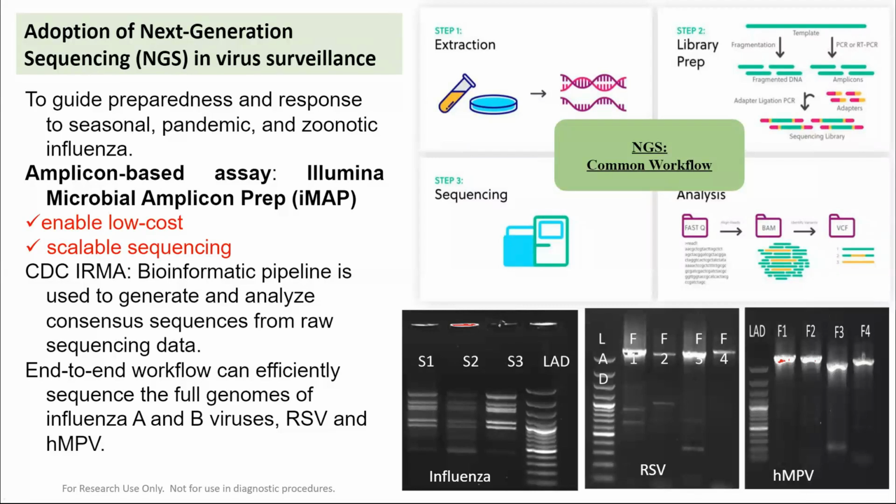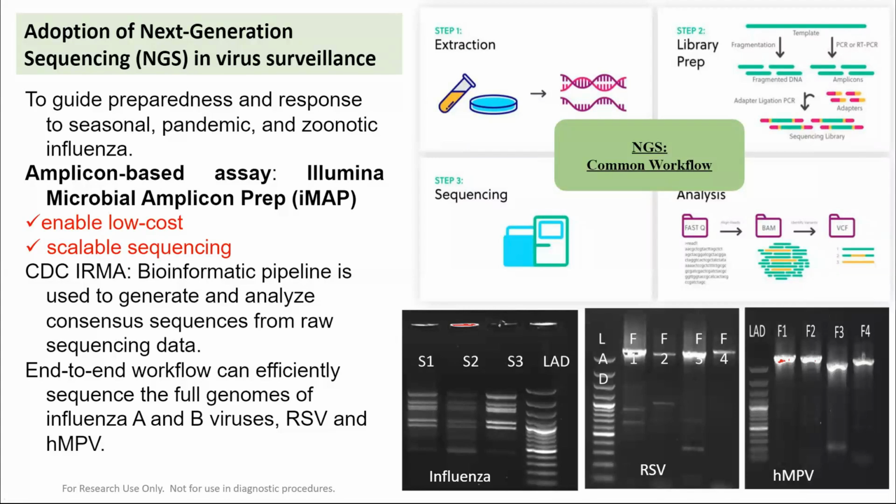Basically, we have identified the primers for amplifying the entire genome for influenza, RSV, and HMPV. These are examples of how we have generated amplicon-based PCR products, and these were then sequenced using the COVISEC protocol. So we have repurposed the COVISEC protocol for getting the genomes for influenza, RSV, and HMPV.